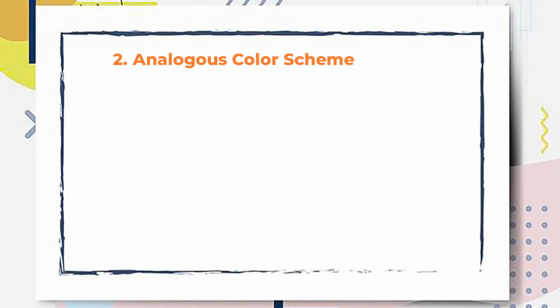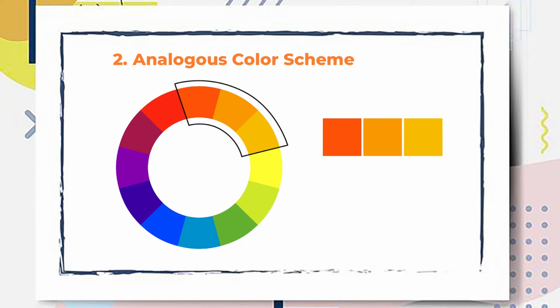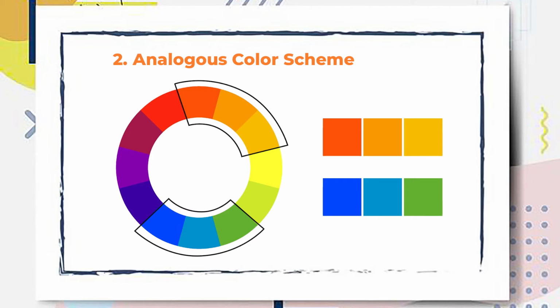Second on the list is analogous color scheme. These are colors next to each other on the color wheel. Example, warm colors like red and orange, or cool colors like blue and green. Don't be afraid to play with the color palette to create interesting colors.